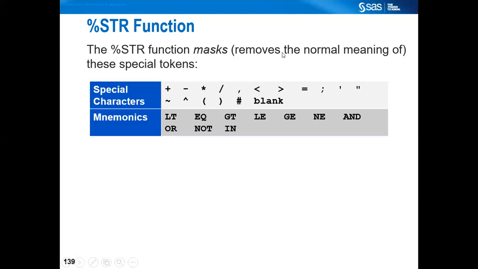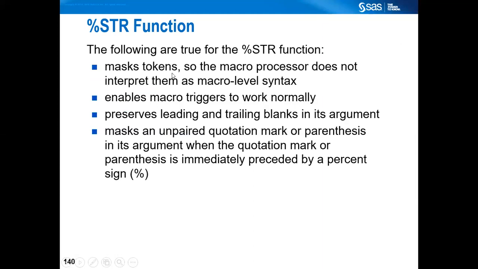So we are using the %str function, which masks or removes the normal meaning of your special tokens. Look at your special tokens: plus, minus, star, all this. They have not included any macro triggers. So it's telling you to mask tokens so the macro processor does not interpret them as macro level syntax, enables macro triggers to work normally, preserves leading and trailing blanks in its argument, and masks unpaired quotation marks or parentheses in the argument.